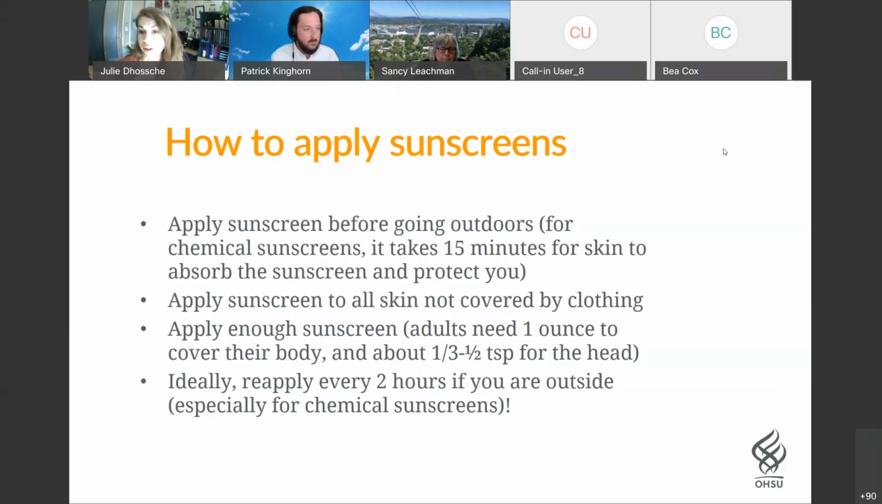Apply sunscreen to all the skin not covered by clothing, and then apply enough sunscreen. This is a common issue. Adults need 1 ounce, which is about the size of a shot glass, or 2 tablespoons, to cover their entire body. For the head alone, that's about 1/3 to 1/2 teaspoon. And ideally, reapply every 2 hours if you're outside, especially for chemical sunscreens, because they wear out. Once they've absorbed a lot of the UV rays, they're no longer active. So it's important to reapply them for that reason.